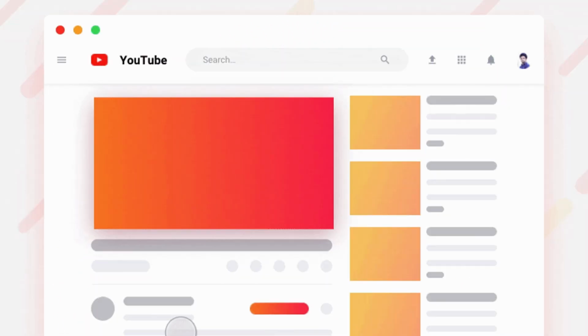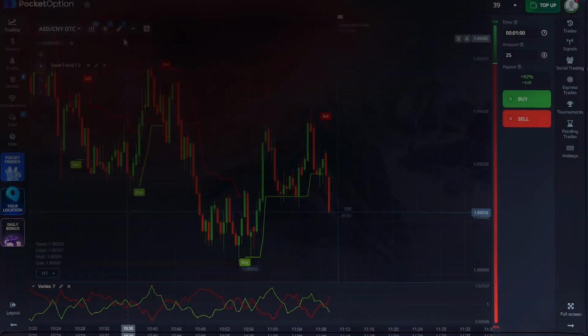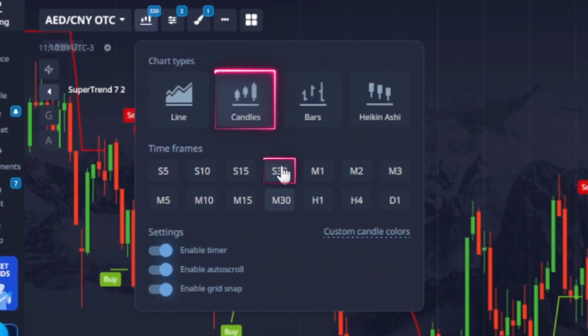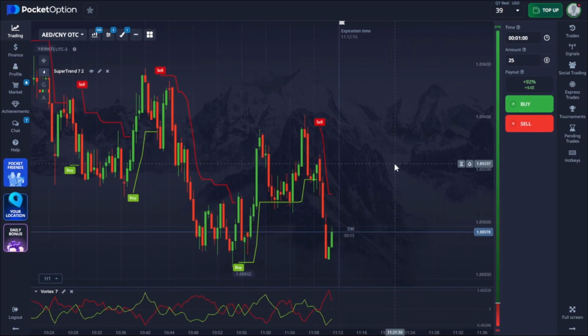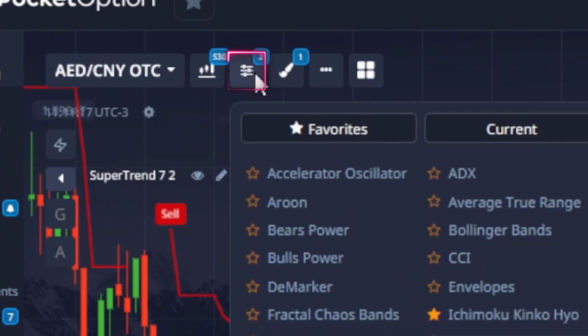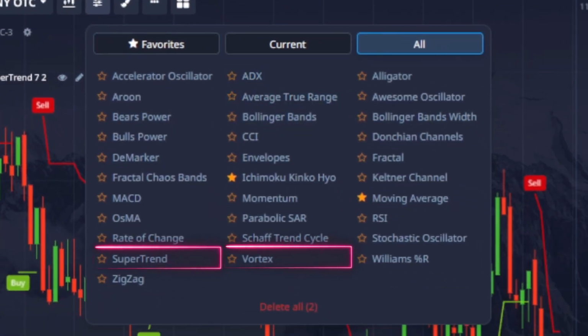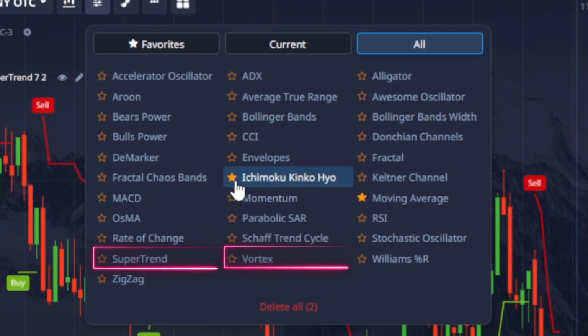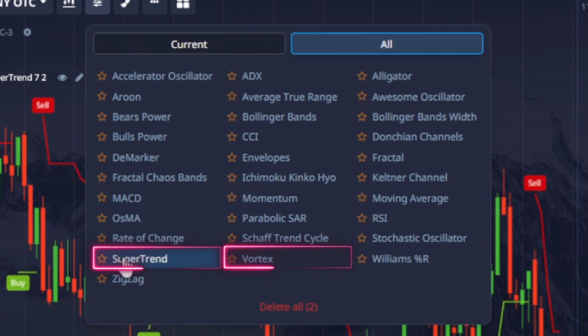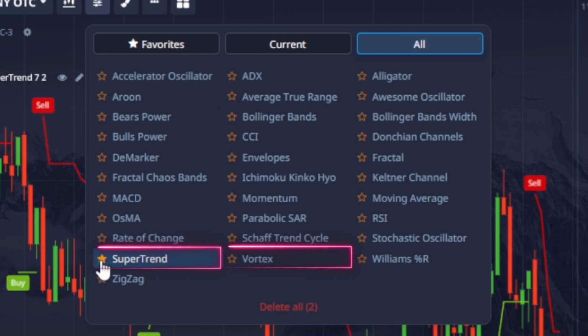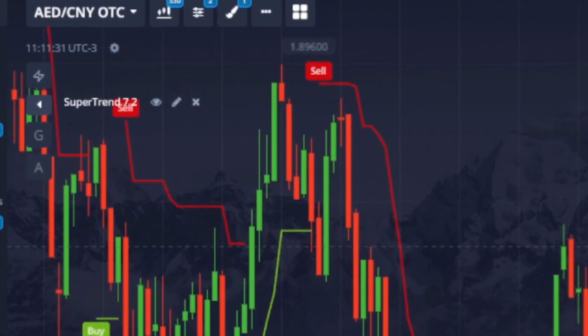Let's start another video with another market strategy. Let's go to the 30 seconds time frame, with candles. Let's go to the indicators, and it's only 2 indicators. That's very good. They are SuperTrend and Vortex. You can add these to your favorites. So we have the 2 indicators, guys. Let's set this up.